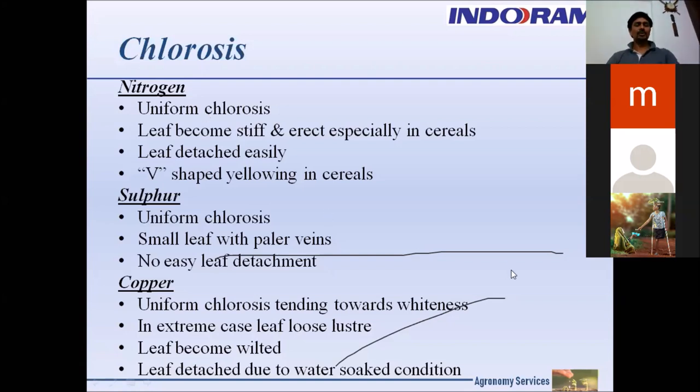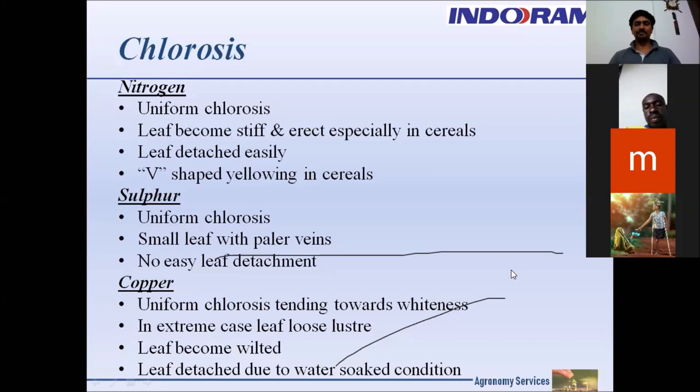So sulfur, uniform chlorosis, but the difference is nitrogen is always on the lower side, sulfur is on the newer leaf. So the first difference between nitrogen and sulfur: if the deficiency symptom is on the lower leaf, it is nitrogen. If it is on a relatively new leaf, the deficiency symptom is sulfur. And then small leaf with pale veins, so the color of that vein is lighter. No easy leaf detachment in case of sulfur because it is not nitrogen deficiency.